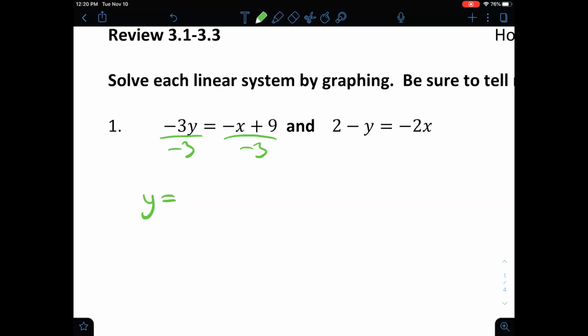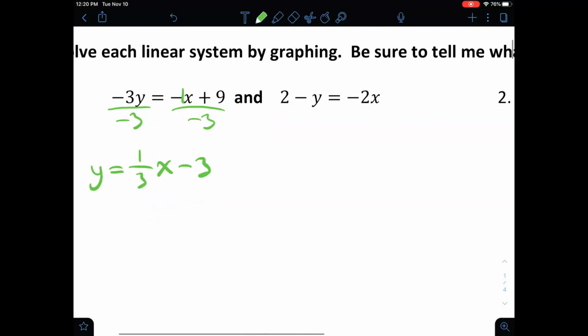And then negative x divided by negative 3, there's a negative 1 here. Two negatives make a positive. I'm going to write it as 1/3 x like this. Put the x off to the side so you can figure out what the b is going to be really nicely. And then what's 9 divided by negative 3 going to be? That is negative 3. So that's one of our equations.